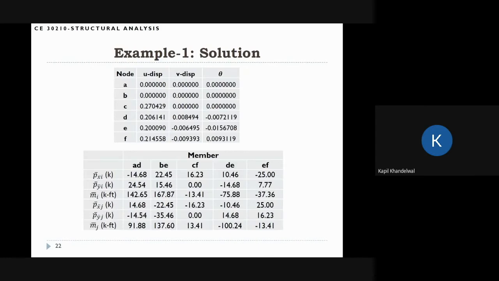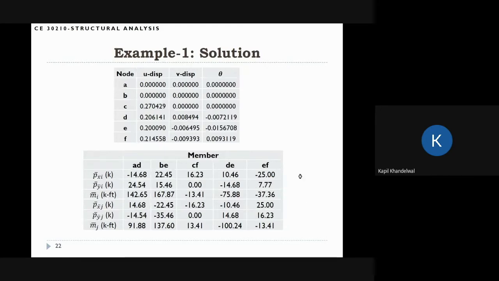And once we get that, we can go ahead and solve the problem. So after I solve the problem, these are the displacements of the nodes, and these are the member forces. So you can see that I'm reporting the member forces in the local coordinate system. So these are in local coordinate system for a given member, because we already know what is the local axis. And these numbers, whatever these numbers are, they are with respect to the local coordinate system.